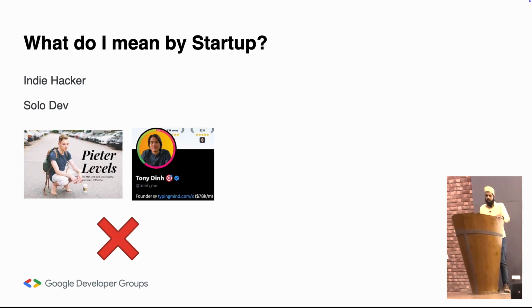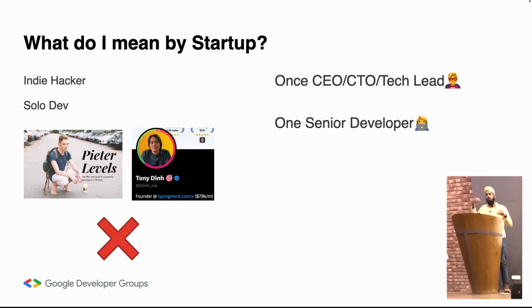I'm talking about a startup where you have a CEO, CTO, tech lead at least, and one senior developer, and then around 1 to 2 junior developers. So it's around a 3 to 6 people team in a startup. This is where this guide will be more helpful, where you have around 3 to 6 people, and it can be more than that.